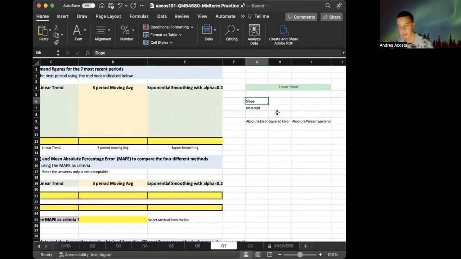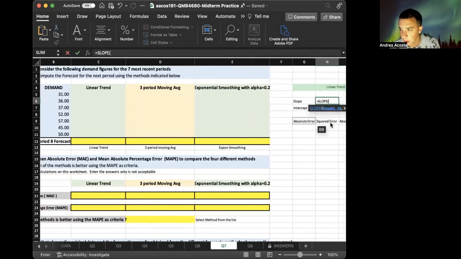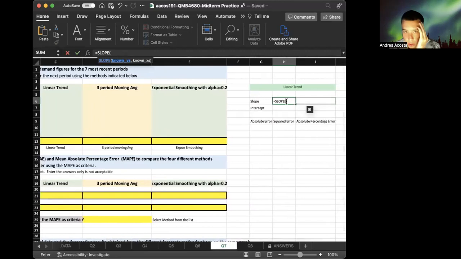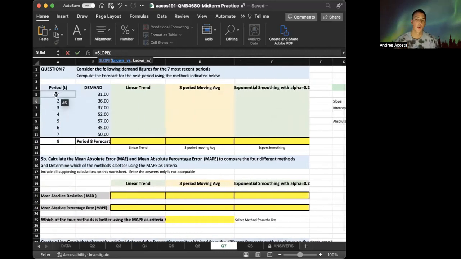Now, as basic algebra, we know what the formula for slope is. It's y equals mx plus b. So we'll click the formula slope, and Excel can find that for us. It's asking for the known y's and the known x's. When you look at a chart, on the bottom is x, the independent variable. It would be the time-based variable.